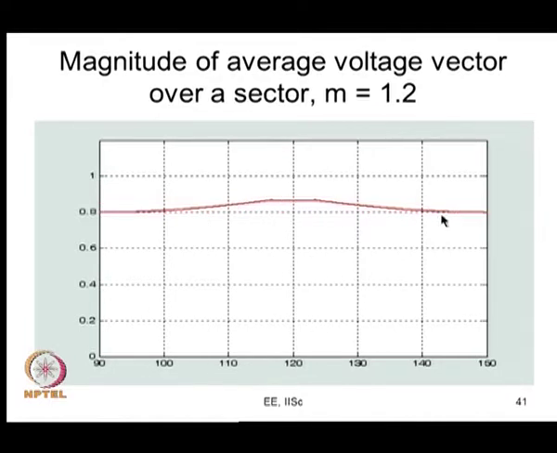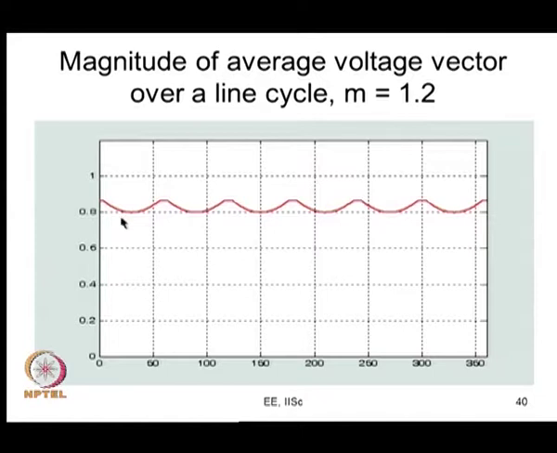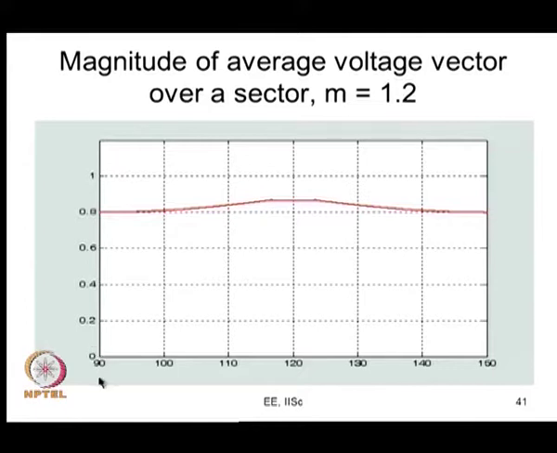Alright. So, now this is periodic over every sector. So, it is enough if we look at one sector. So, we are going to look at this 90 to 150 degrees, which is what we call sector 1. So, this corresponds to the positive peak of R phase, and this corresponds to the negative peak of B phase, and here we find that this is how it goes. Alright. So, this is the magnitude of average voltage vector over a sector now.